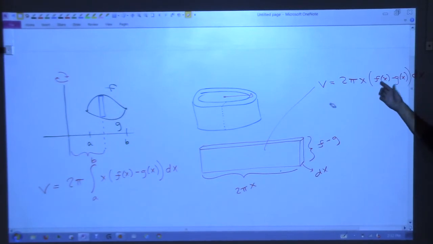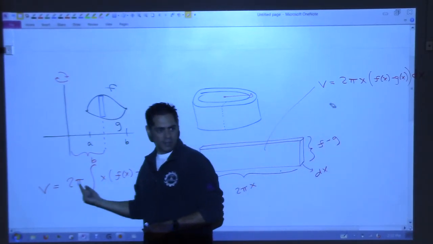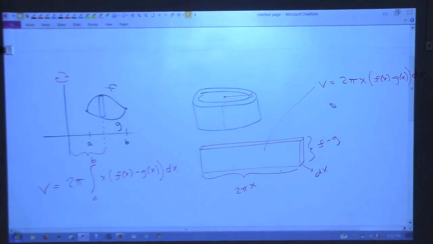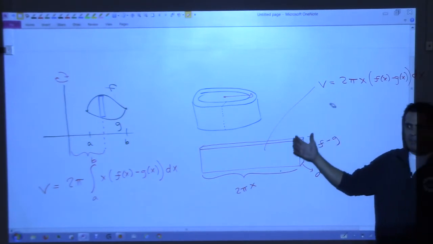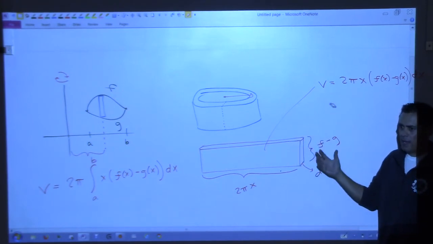This x is just sitting out here next to it. Now, remember, you can't pull the x out, because the x is a variable, so you have to leave it there. Do you believe this formula? Do you see how I came up with it? It's pretty nice, right? That's a pretty cool approach to do it like that.